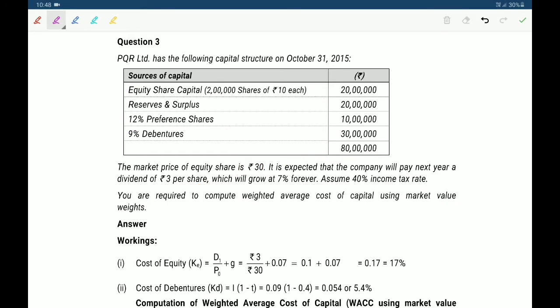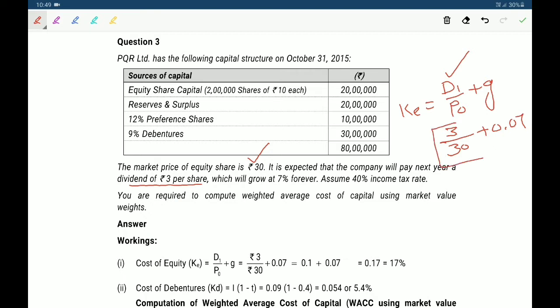First of all, equity share capital. What is the formula for cost of equity share capital? Cost of equity share capital equals D1 by P0 plus growth rate. Here the growth rate is given. So D1, how much? Dividend of 3 rupees per share, 3 rupees by P0. Market price, how much? 30 rupees. Plus growth rate 7%, that means 0.07. This is the cost of equity.